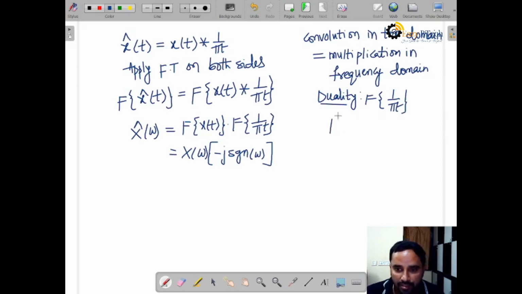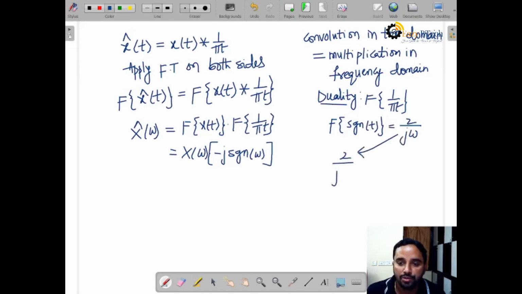So we know the signum function's Fourier transform. The Fourier transform of sgn(t) is equal to 2 by j omega. Now I am going to use the duality property. So the Fourier transform of 2 by jt will become what? It will become 2 pi signum of minus omega. So this is the duality property.